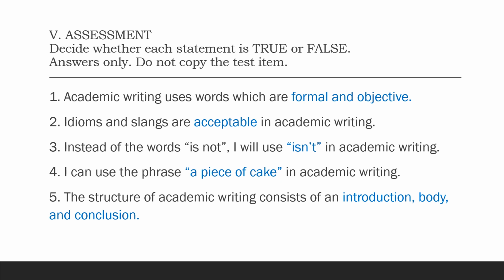Number 4, I can use the phrase, a piece of cake in academic writing. Now, class, itong a piece of cake is an idiomatic expression which means easy. Pwede daw ba natin itong gamitin sa academic writing? And number 5, the structure of academic writing consists of an introduction, body, and conclusion. So, I hope makukuha nyo ito ng perfect dahil lahat naman ng ito ay na-discuss sa introduction part.